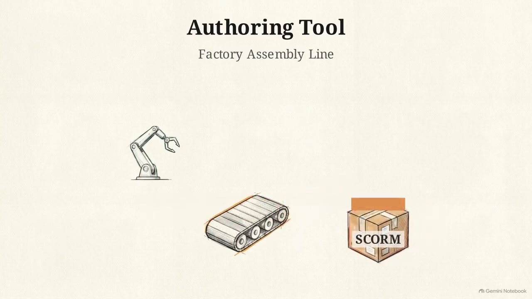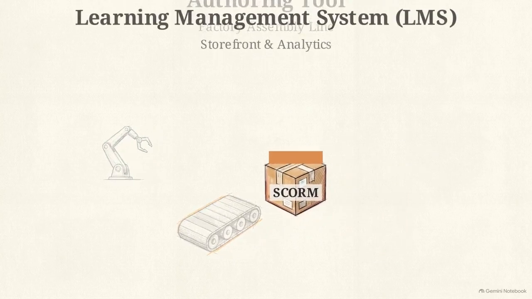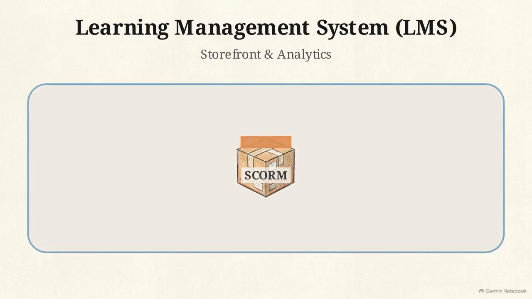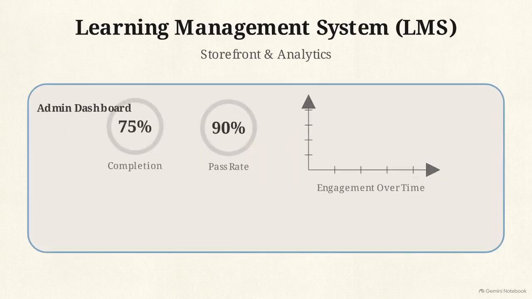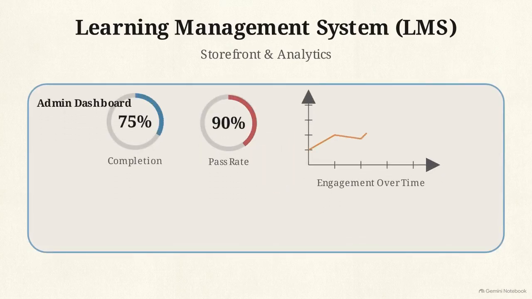That finished module then drops into a standardized shipping box called SCORM. This format packages the course so the data, like time spent and completion, can be tracked by different systems. Finally, the SCORM box arrives at the Learning Management System, or LMS.